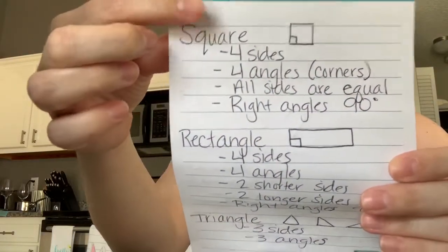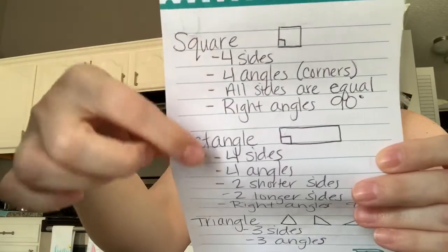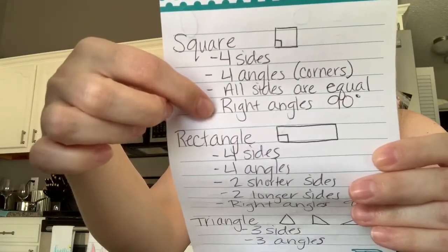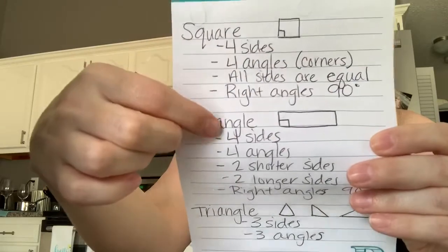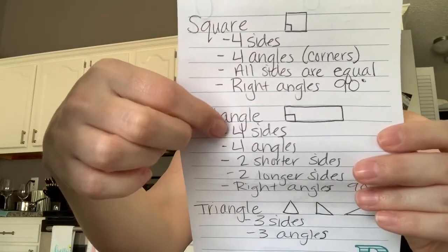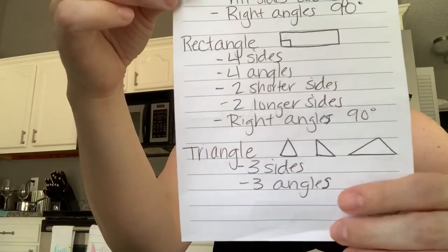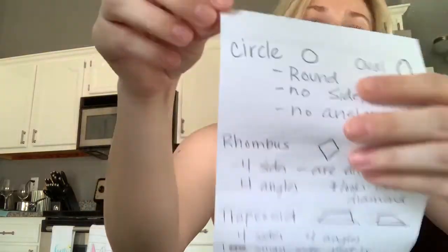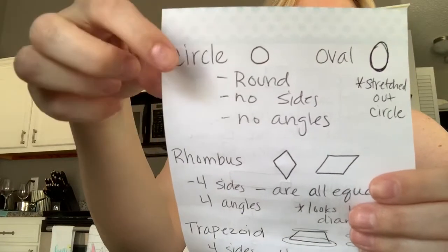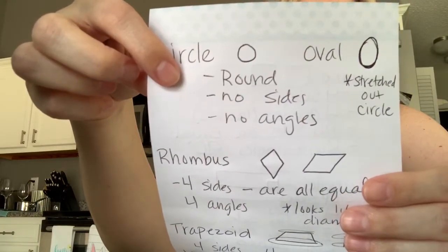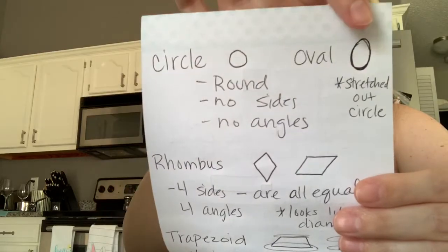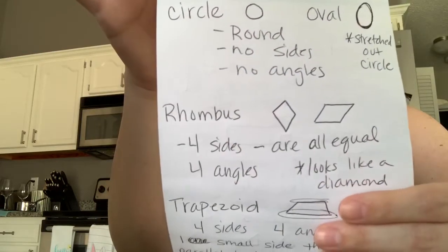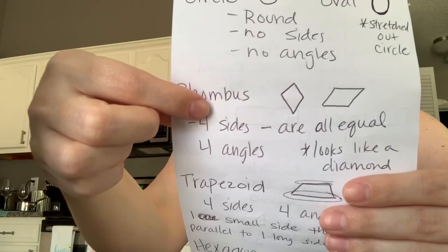Okay, so we've learned a lot and reviewed a lot of 2D shapes just now. So you're going to have a lot of practice to do with them this week. So we did a square and a rectangle, both 4 sides and 4 angles with right 90-degree corners, except a square, all the sides are equal, and a rectangle, 2 sides are small and 2 sides are long. All triangles have 3 sides and 3 angles. Our circle and our oval are both round with no sides and no angles, except the circle's perfect and the oval is stretched out.